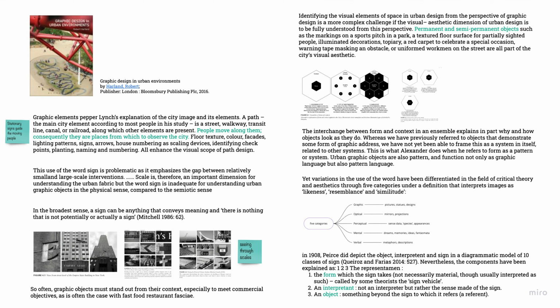In relation to public space, I learned about the analytical approach to urban space research when I read the book Graphic Design in Urban Environment. Urban graphic objects are also pattern and function not only as a graphic language but also as pattern language. The graphic design elements on the permanent and semi-permanent objects in this site provide a unique visual aesthetic for the city, which can be evaluated in terms of five aspects: graphic, optical, perceptual, mental, and verbal.